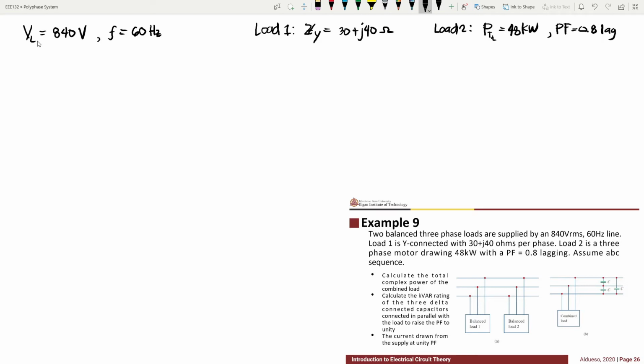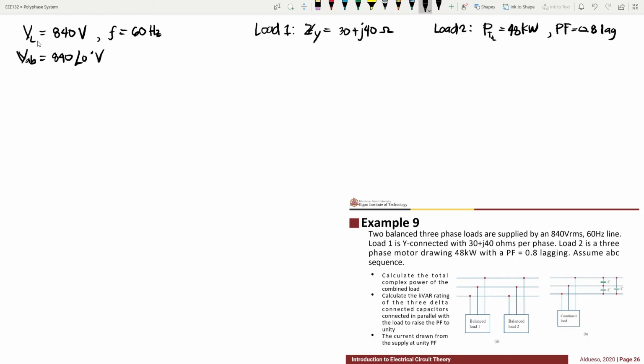So assume positive sequence, or the ABC sequence. If we let VAB be our reference, we have VAB equal to 840 angle 0. First, we need to calculate the total complex power of the combined load.